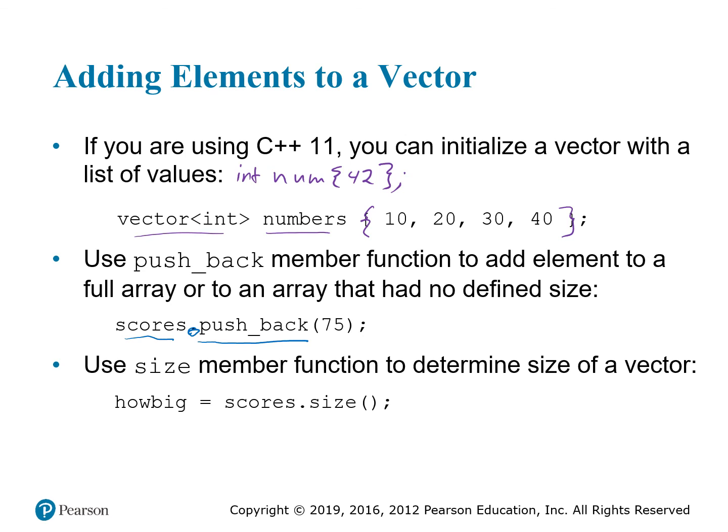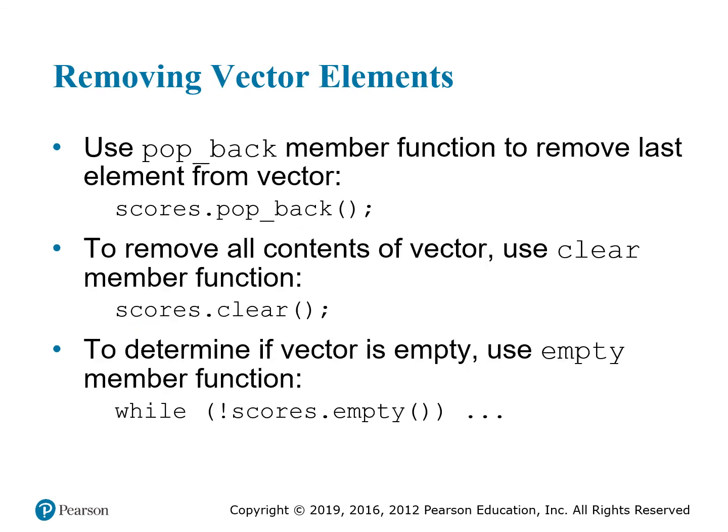There's a size member function that the vector remembers how big it is. Okay, so you can call scores.size and find out how many scores are currently in that vector. You can use the pop_back member function to remove the last element from a vector. So not only can vectors grow to accumulate more values, they can also shrink as well.